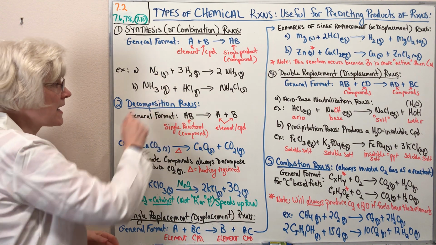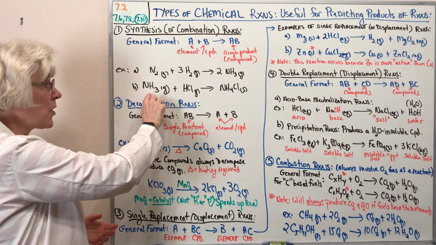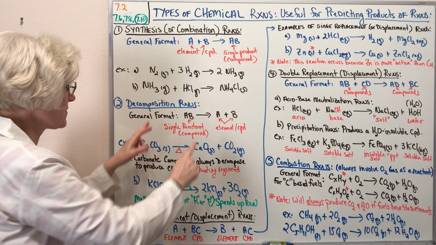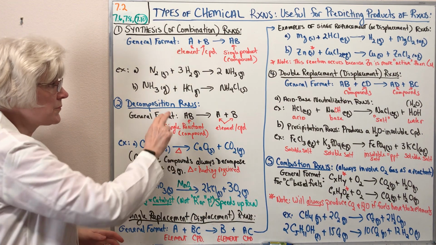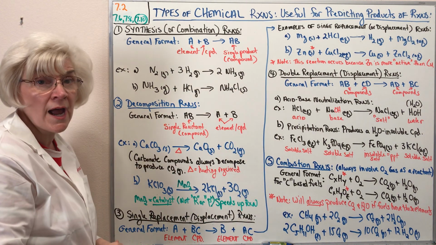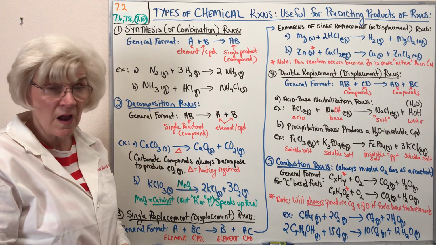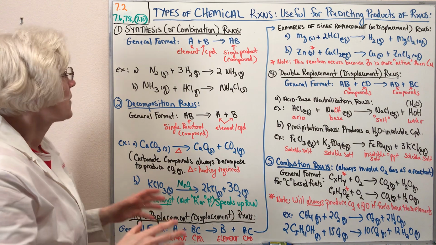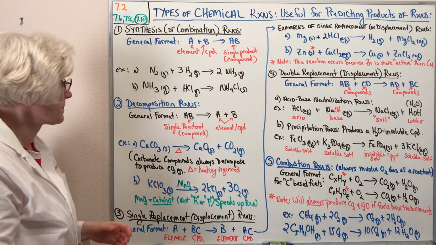Taking a look at the second equation, we see here that ammonia gas is reacting with HCl gas, so in this instance both of the reactants are compounds, producing one single new compound, ammonium chloride, an ionic compound. All ionic compounds are solid at room temperature, and we indicate that with the S. So synthesis combination reactions, you make a single product.